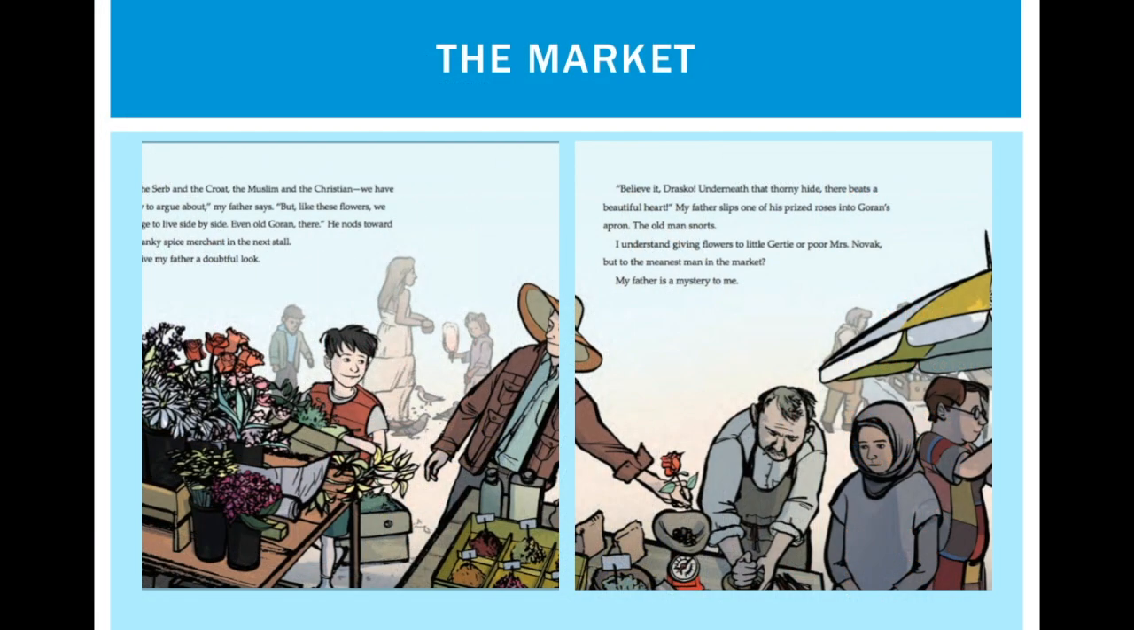When we look at the full picture, we notice that there's this man selling spices next to Driscoll's family. Do you guys notice any differences between Driscoll and Milo and the man next to them? Pause your video to consider.